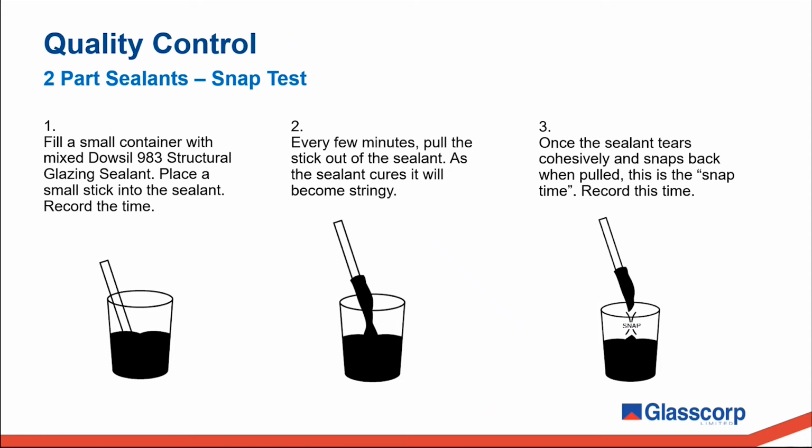Different factors will affect the curing speed of a two-part sealant. In cooler, less humid conditions, the sealant will take longer to cure through, which will result in longer observed snap times. The base to catalyst ratio you use will also influence the observed snap time, with mixes containing more catalyst curing faster than those containing less.